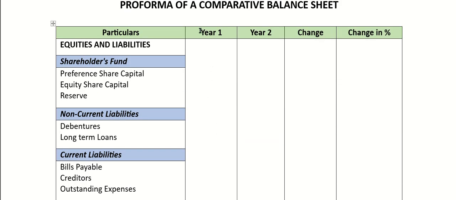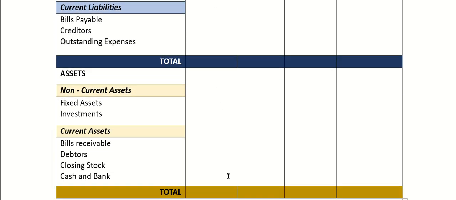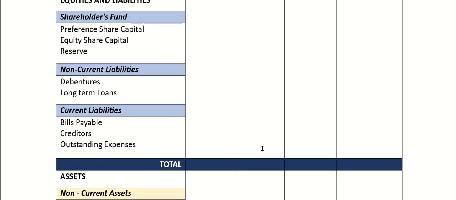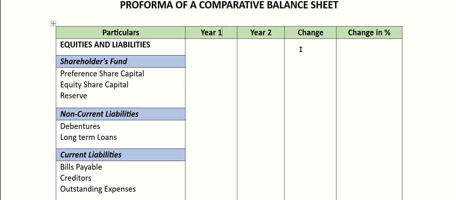Now, what we are doing here is taking the first year's values. First year's preferred capital would come here. First year's equity capital would come here. First year's reserves would come here. First year's non-current liability would come here. Similarly, everything related to the first year would be written here with the values. It will be given in the question. Okay, don't worry. When we come to the second year, the second year's value will be written in this column.